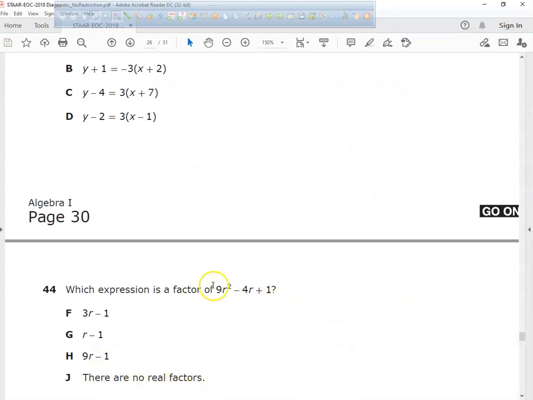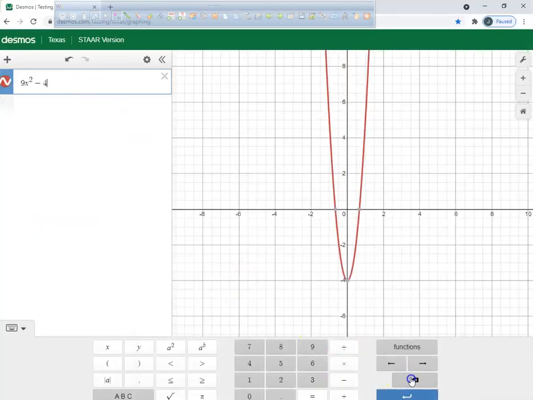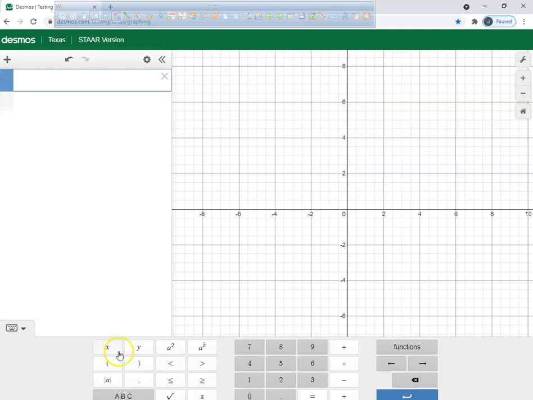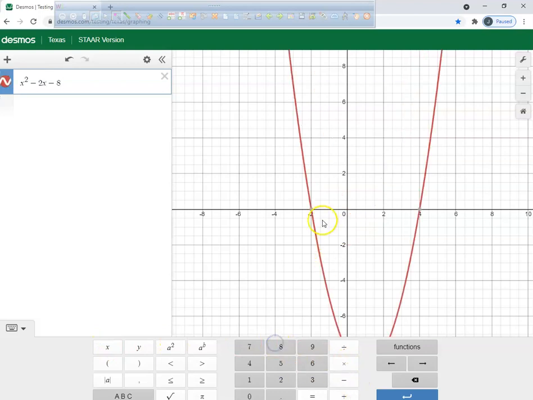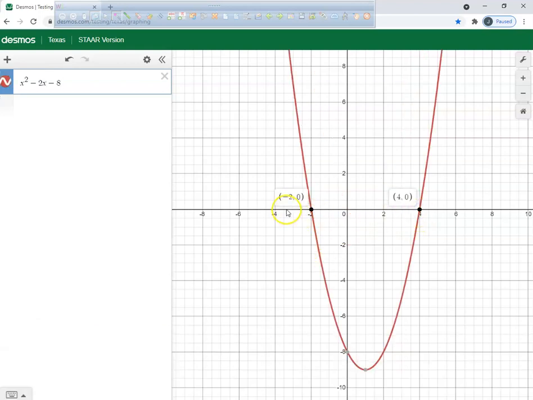You can't factor this guy. There's nothing that's going to work. So what would be something that would work? Let me show you real quick. So if I said x squared minus 2x minus 8, what are the two zeros right there? Negative 2 and positive 4.